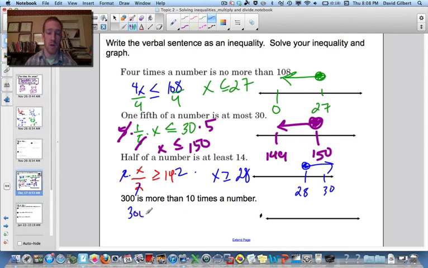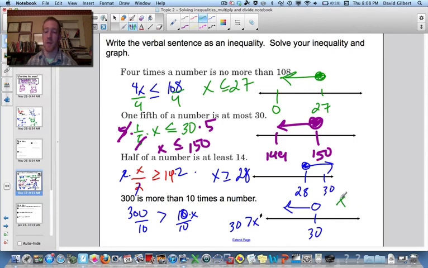300 is more than 10 times a number. So divide both sides by 10, and we got 30 is more than x. So remember, x has to be less than 30, so it actually points this way. If I wanted to rewrite it with the variable on the left, I think I emphasized that pretty strongly in my last video, it'd be like this: x is less than 30. So now the arrow points the same way.